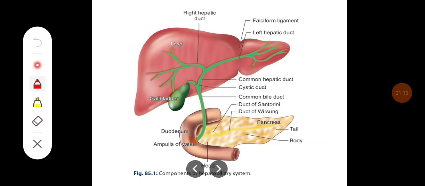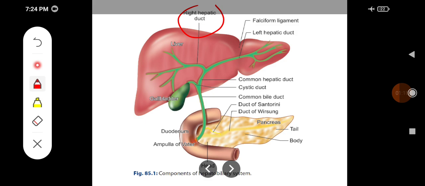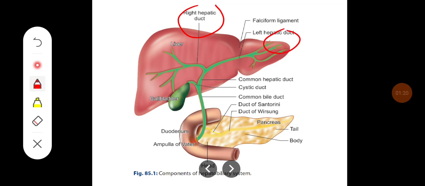So these are the components of hepatobiliary system. You can see the right hepatic duct and the left hepatic duct, which are going to form common hepatic duct, which is going to join to the cystic duct to form the common bile duct. Okay, whereas these are going to open in the duodenum through the sphincter of Oddi.